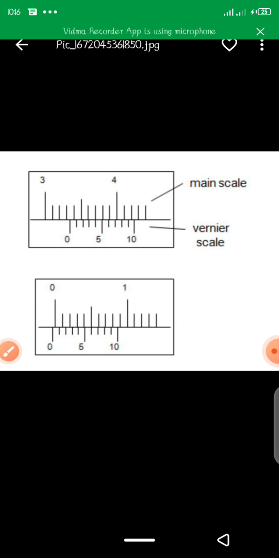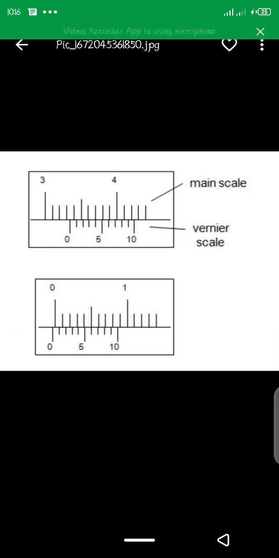In the first, you have something that is greater than the smallest division on the main scale, while for the second one, the reading that you are picking up is less than the smallest division on the main scale. That does not mean that the instrument is faulty or something. But let's start with the first one.